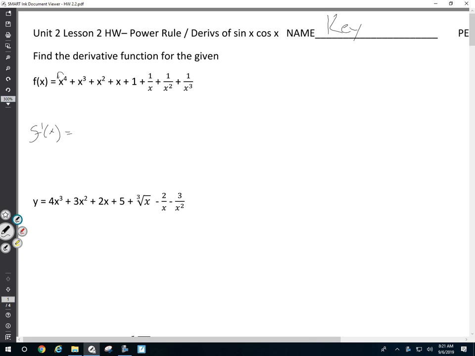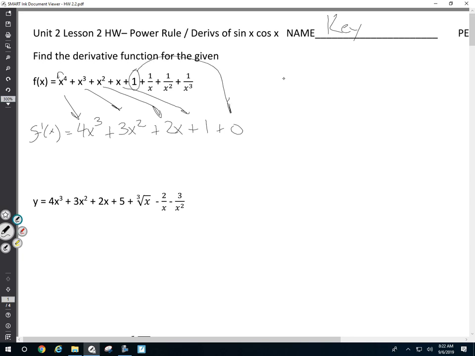Power rule. Bring the power down, subtract 1 from the power. Bring the power down, subtract 1 from the power. Bring the power down, subtract 1 from the power. You can think of it as x to the first. Bring 1 down, subtract 1, you get x to the 0. This is just 1. Derivative of 1 is just 0. So the derivative of 1 is 0.